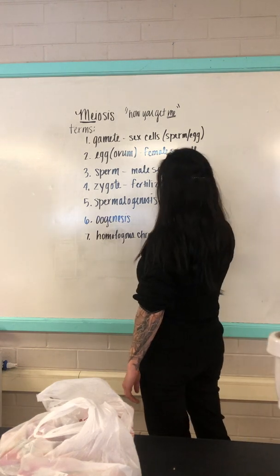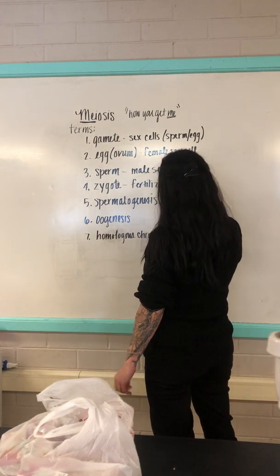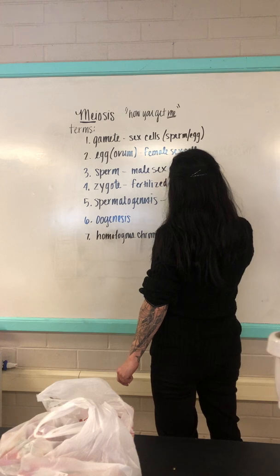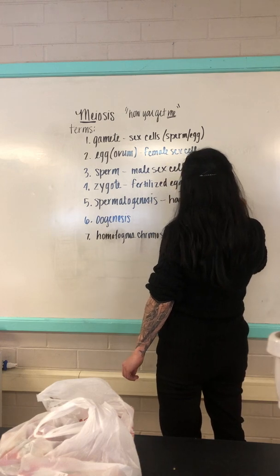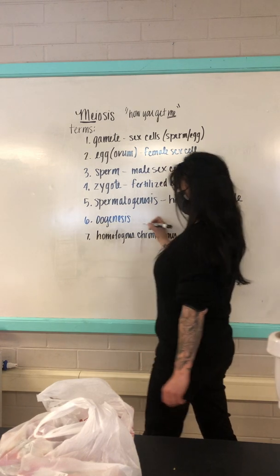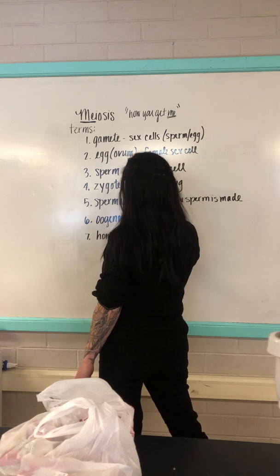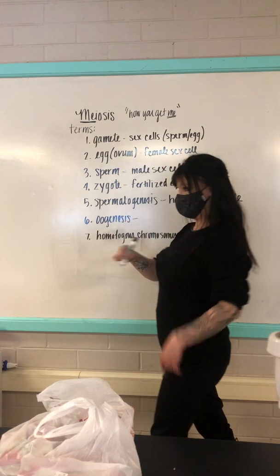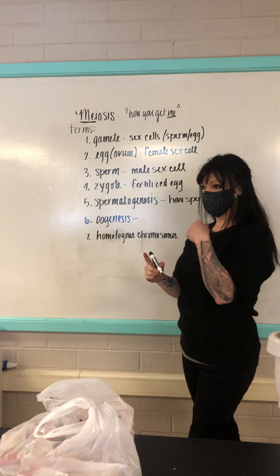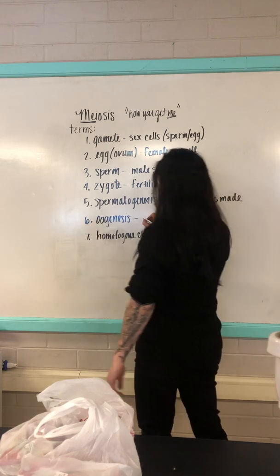Spermatogenesis is just how sperm is made. What do you think oogenesis is? In the ovaries are the eggs. So this is how eggs are made.